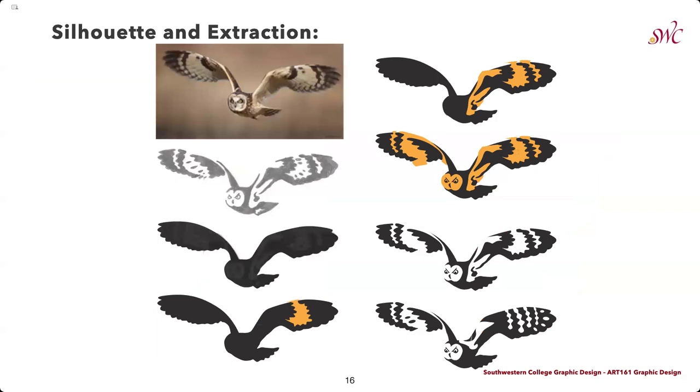Now, another approach to the subject would be to create a full silhouette of that object and then start to extract parts of that form. So here we have the original image and a sketch of the owl based on that image. And you can see that we have this closure and positive and negative space where the white bleeds all the way out to the page.